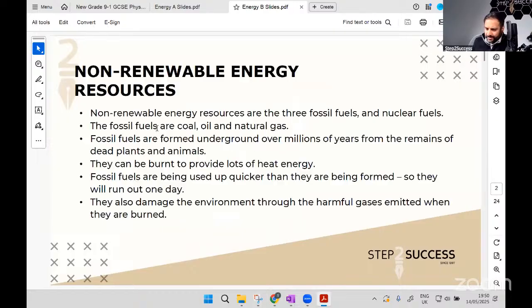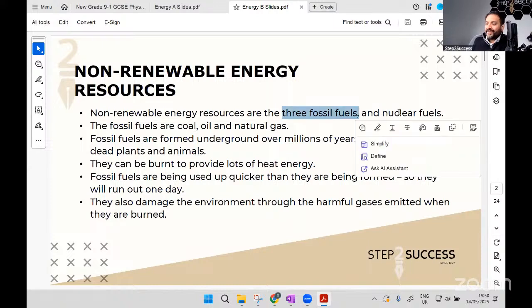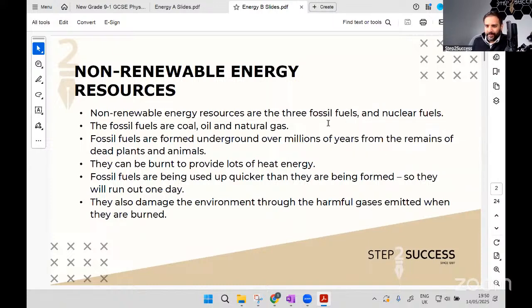I'm not sure that's where this begins, but oh yeah, it is. Non-renewable energy sources are the three fossil fuels and nuclear fuel. Just be really careful with this. I think a lot of people, when I say non-renewable, they think fossil fuels, coal, oil, gas, but they forget that nuclear is also non-renewable. It's not one of the fossil fuels, but it is non-renewable. It means that once you've used it once, you can't use it again.